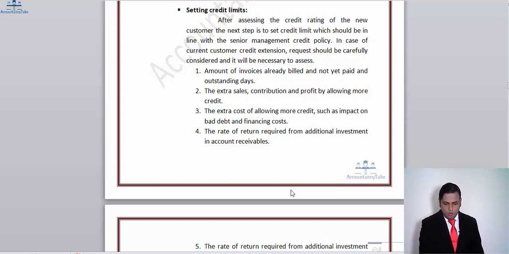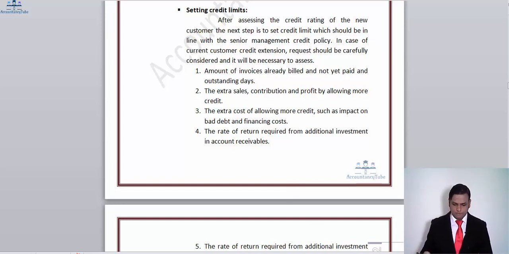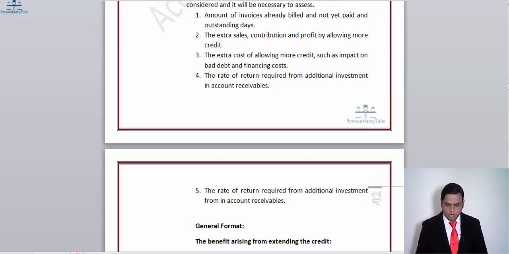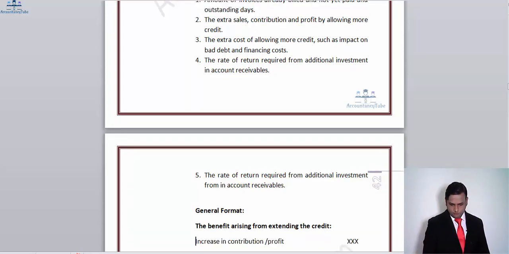Then we got the rate of return required from additional investments. The rate of return from additional investment in accounts receivable is obvious, as not only will we be funding the deficit, but we will also need to fund the amount that has outgone. We need to fill up that lack from somewhere, so we need to consider the rate of return on that. Additional investment in working capital will be required. We have already covered this point.